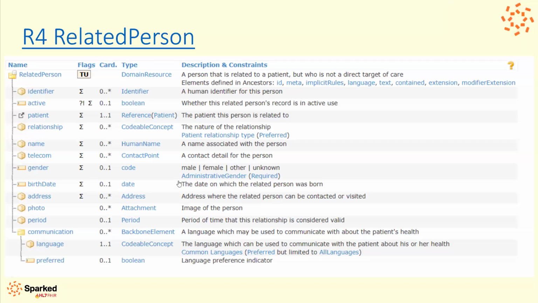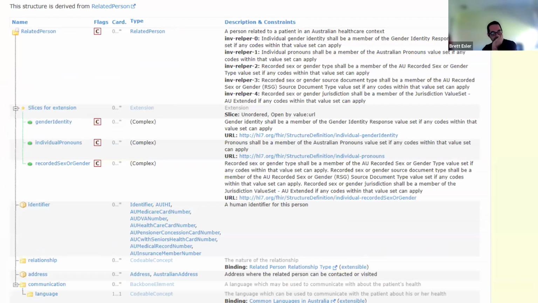I think we can just bop on. Yeah, bop on to that. To give some more context, AU base is our base profiles where we add some things for Australian context that we think are relevant for when related person gets used. This is an existing profile in AU base. It introduces some extensions for gender identity, pronouns, recorded sex and gender, some related to the gender harmony work.